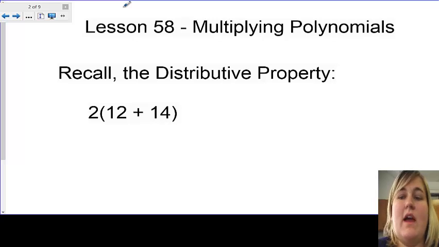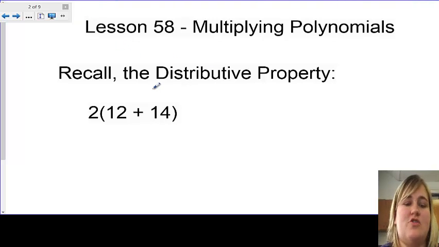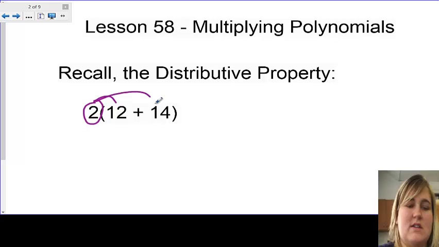Lesson 58, multiplying polynomials. Before we get into multiplying polynomials, we're going to recall part of the multiplying of polynomials that we've already talked about, which is the distributive property. To recall the distributive property, we take whatever is touching those parentheses and distribute it to everything on the inside. When we do that, we multiply.